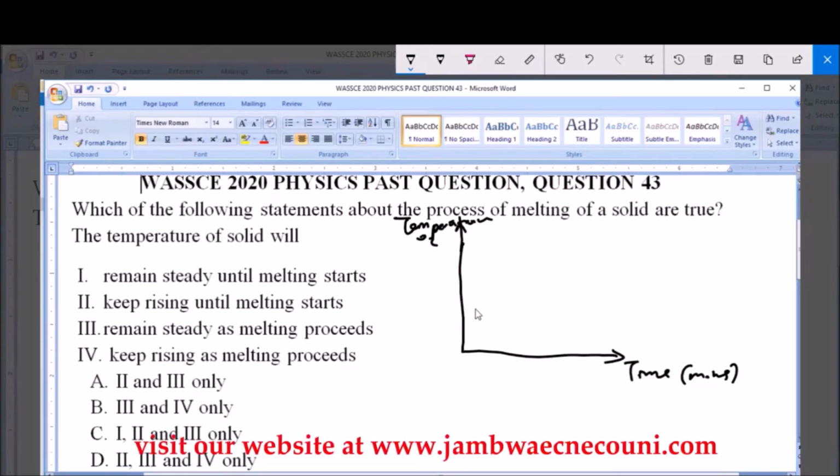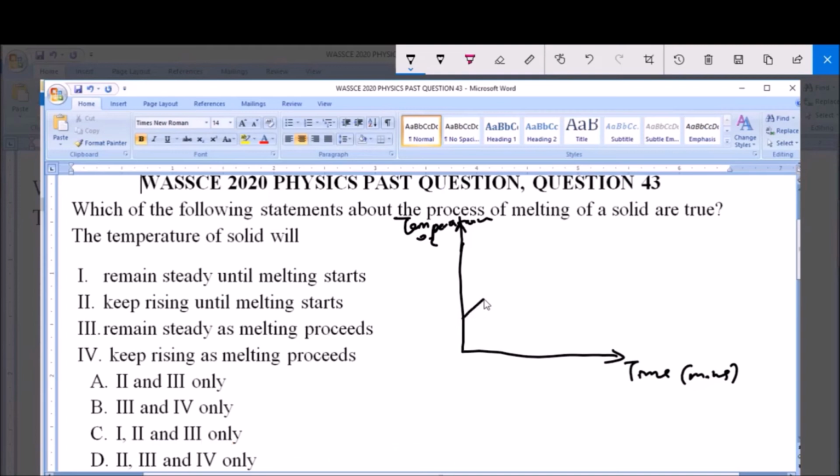Now let's assume heat is applied to a solid. When heat is applied to a solid, the temperature of the solid will continue to increase until it gets to the melting point of this solid, where the solid begins to melt into liquid. At this melting point, the temperature does not increase. It remains the same, it remains uniform until the entire solid has changed to liquid, and then the temperature again begins to increase.